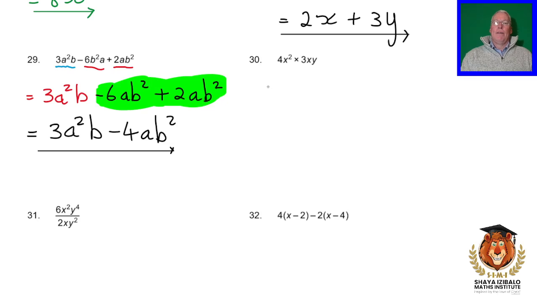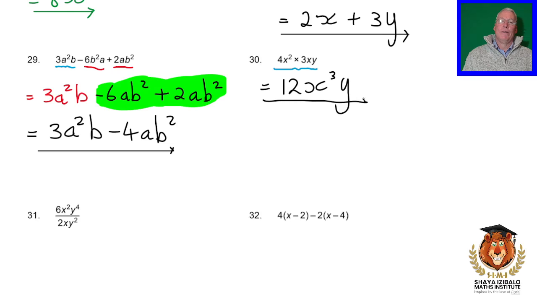Okay, the next one's very straightforward. It's just multiplication. You might say, Paul, aren't these unlike terms? There's no such thing as unlike terms with multiplication. This is all one term. It's got 2 factors, but we can just multiply them together. 4 times 3 is 12. x squared times another x is x cubed, and we've got a y. And there's our final answer.